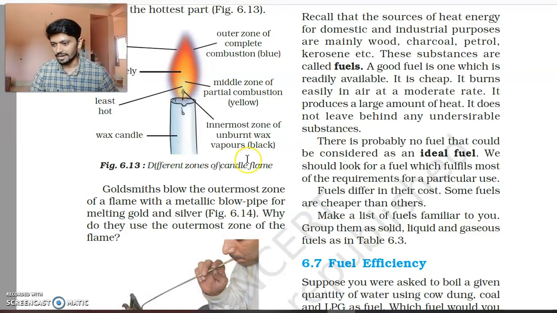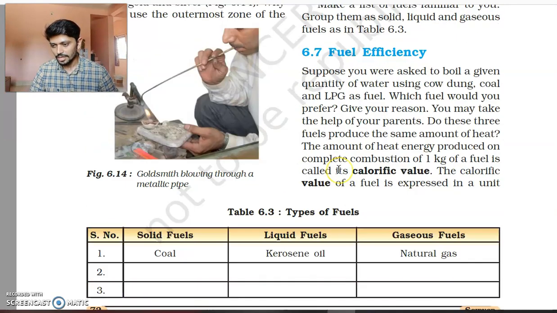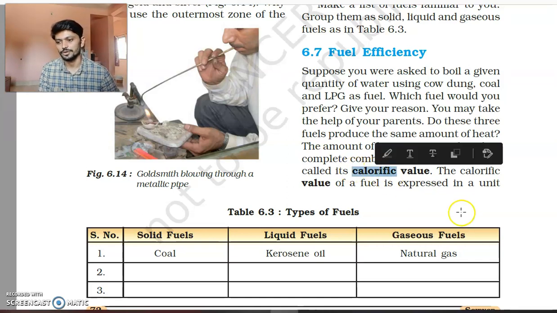So let us see more details about the fuel efficiency. So how do we measure the fuel efficiency? As we discussed, there are certain fuels like cow dung, charcoal, petrol. આપણે બધાને compare કઈ રીતે કરીએ? So we can compare it on the basis of fuel efficiency. What is fuel efficiency? આપણે fuel efficiency કઈ રીતે find કરીએ? Well, we can find it with the help of a term called calorific value.